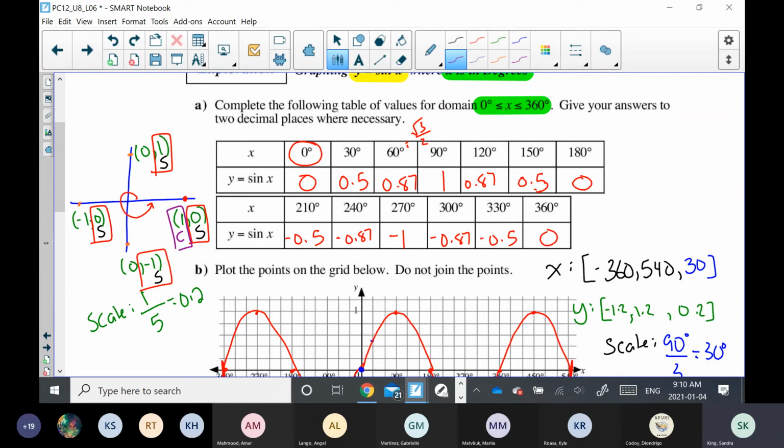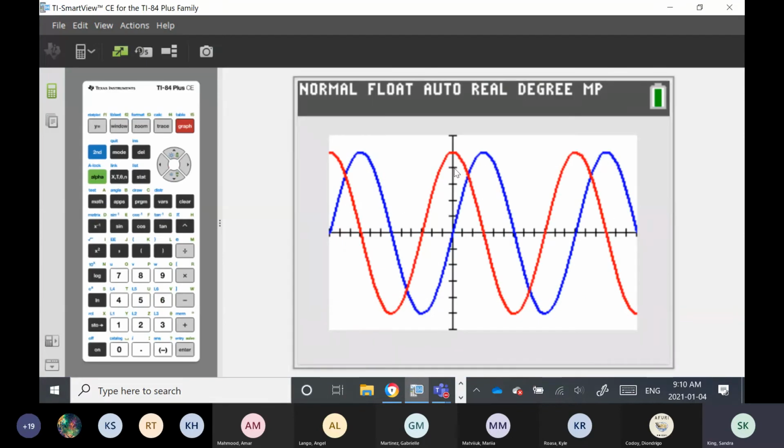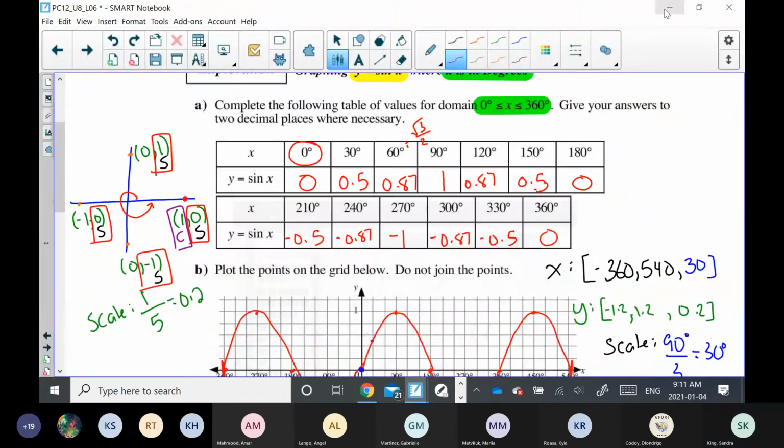Okay, and then the other thing that hopefully you guys see is that these are the exact same graph. You could view this red graph as a transformation of this blue graph. So if I take this blue graph and horizontally translate it 90 degrees to the left, I would become this cos graph. So I'm going to show you that later on when we do transformations.